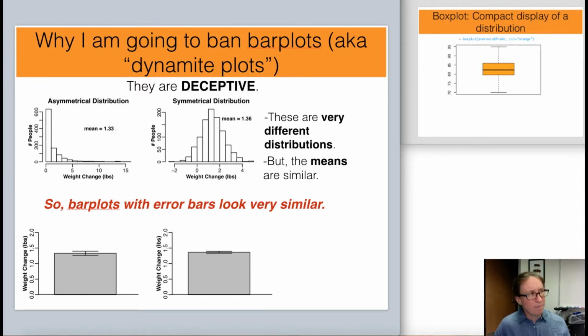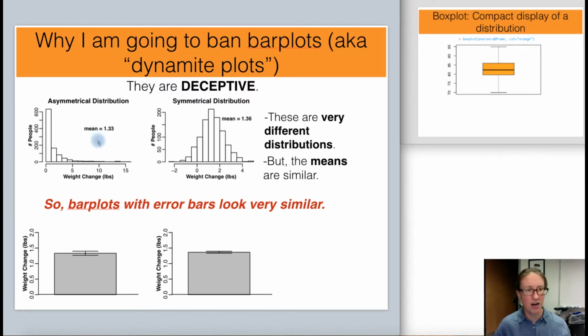So now, in the past, you may have generated bar plots when graphing data. And I am going to ban bar plots for scWriting. You might go back to bar plots after this class, but there are good reasons to avoid them. So we need to work with other types of plots for the time being. And the big reason why I'm going to ban them is because they're very deceptive.